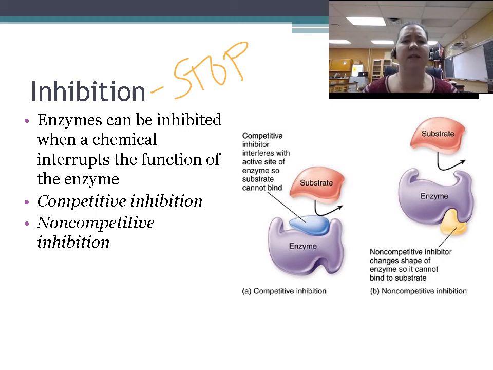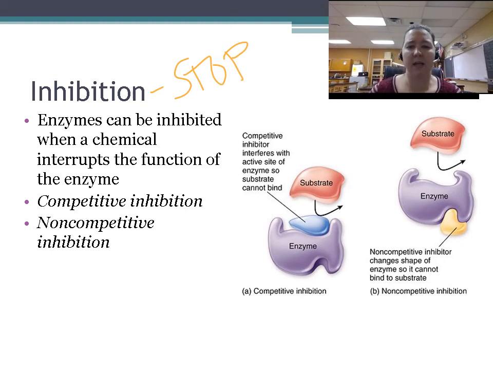And this is the process of a lot of drugs. A lot of medications will actually turn enzymes off because they're overactive doing something, or sometimes they'll turn them on because they're underactive, depending on what the situation is. But enzymes can be interrupted, for lots of reasons, good and bad. So enzymes can be inhibited when a chemical interrupts the function of the enzyme. And we have two methods.